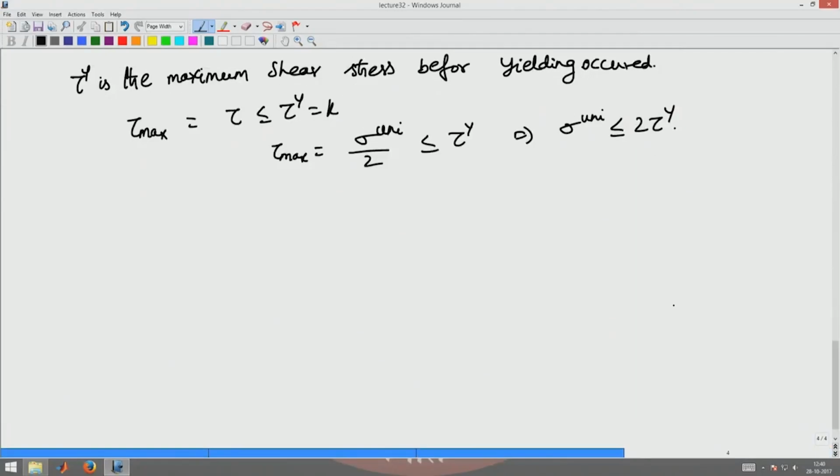So, I can use any one experiment to estimate kappa. Once I estimated kappa, I can use that estimated value of kappa to predict the stresses in any other state of stress. Next, we are interested in plotting the failure envelope for the Tresca criteria.